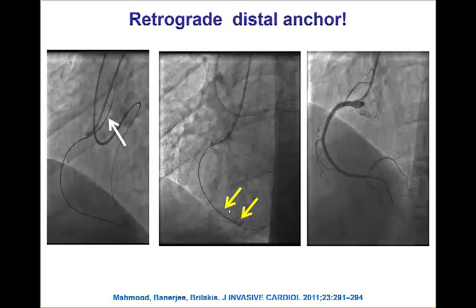This is a variation of the same technique in which, instead of getting an antegrade subintimal guide wire, the distal anchoring was performed by advancing a balloon through the retrograde route and then anchoring the antegrade guide wire, thus providing support to cross the lesion with the balloon.